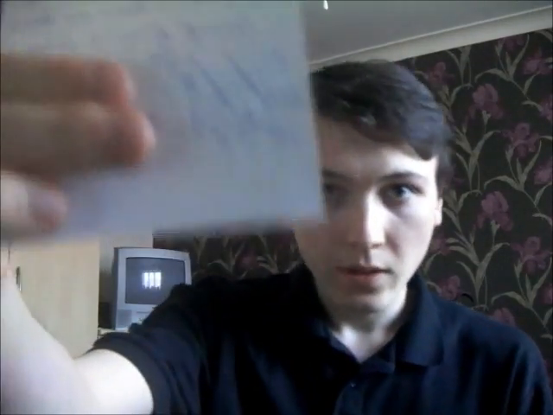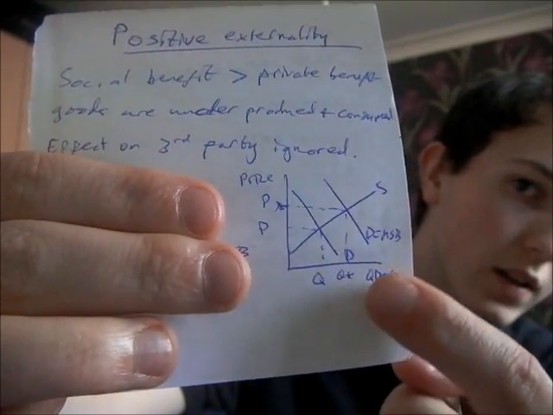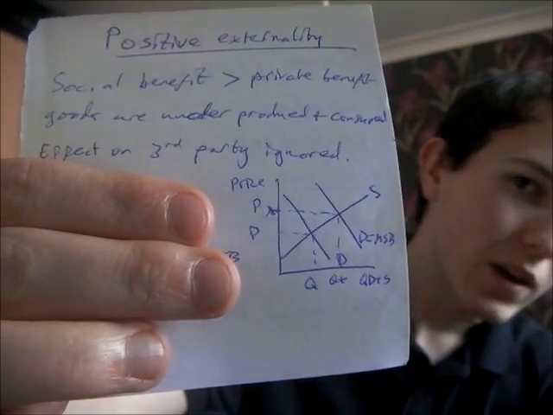Okay, now positive externality. It's when the social benefit is higher than the private benefit. These goods are underproduced and consumed, and the effect on the third party again is ignored. Got a little diagram. I don't know if you'll be able to see this one. So that we don't tend to shade on this diagram, but that's kind of what it looks like. So solutions would be state provision, subsidies and regulation, so laws and such.